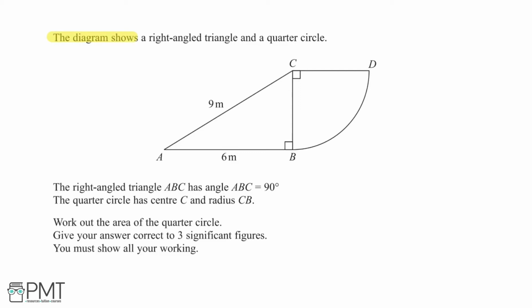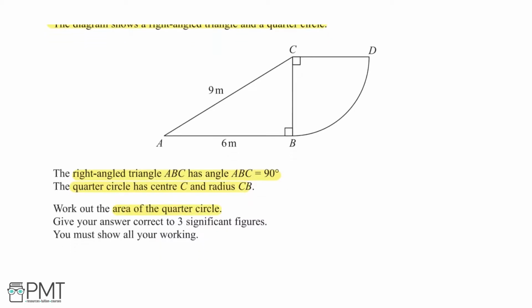We are told the diagram shows a right angled triangle and a quarter circle. The right angled triangle ABC has angle ABC, which equals 90 degrees, and the quarter circle has center C with radius CB. Work out the area of the quarter circle, and we need to give our answer correct to 3 significant figures, showing all of our working. This question is worth 4 marks.